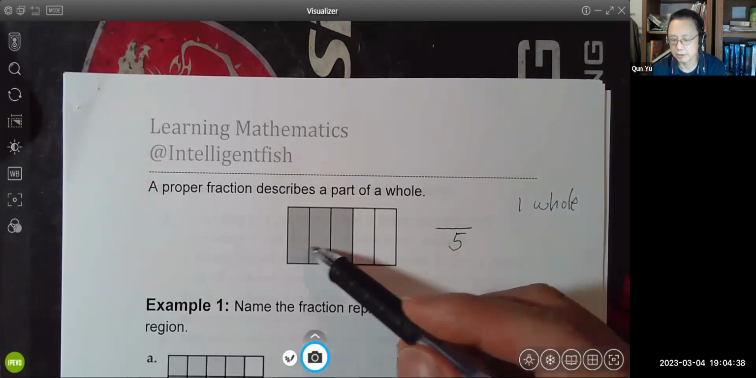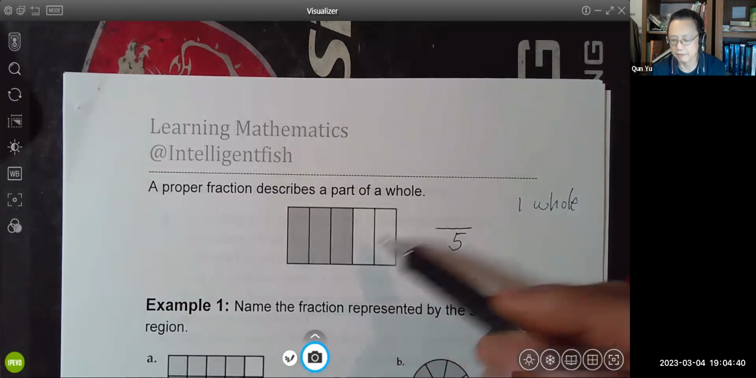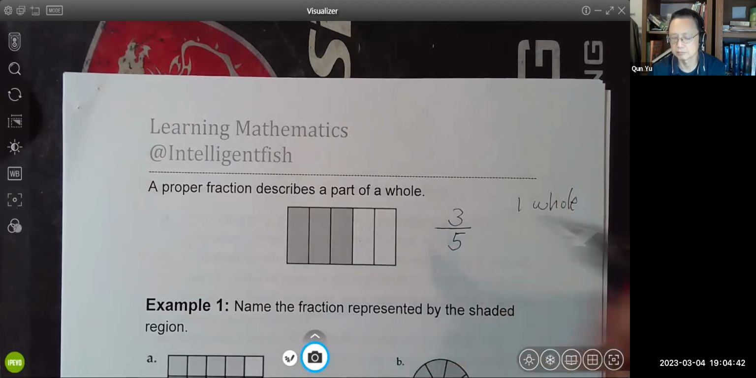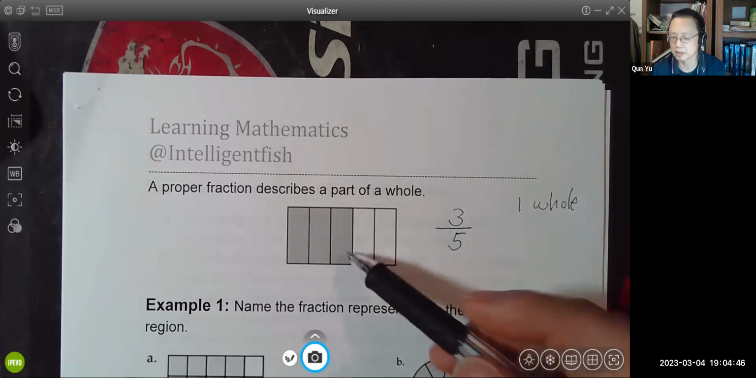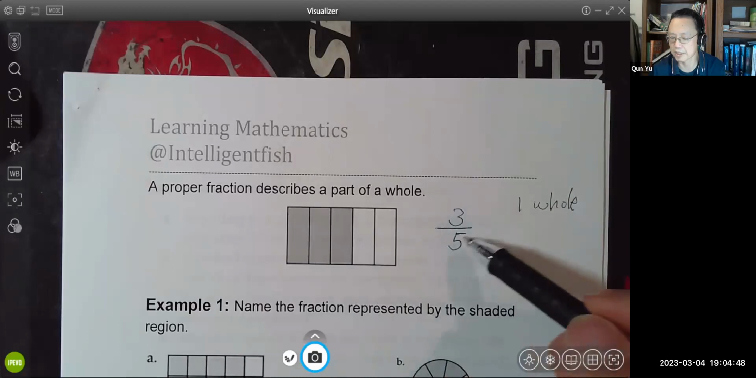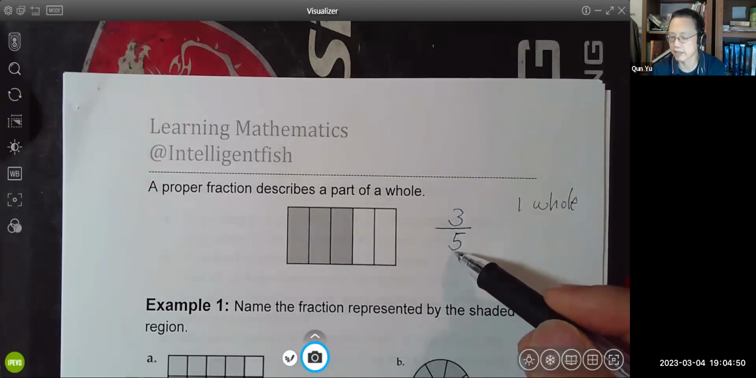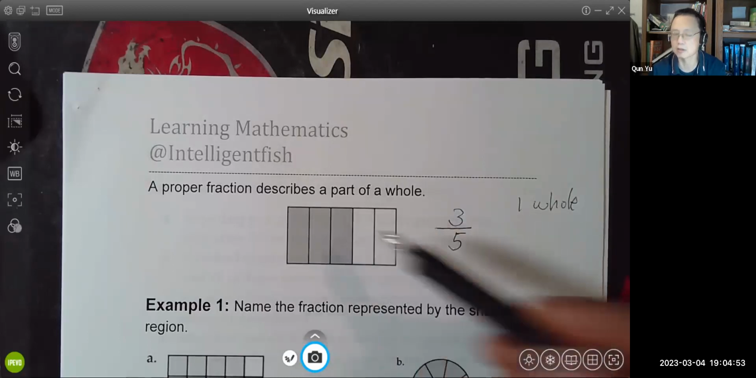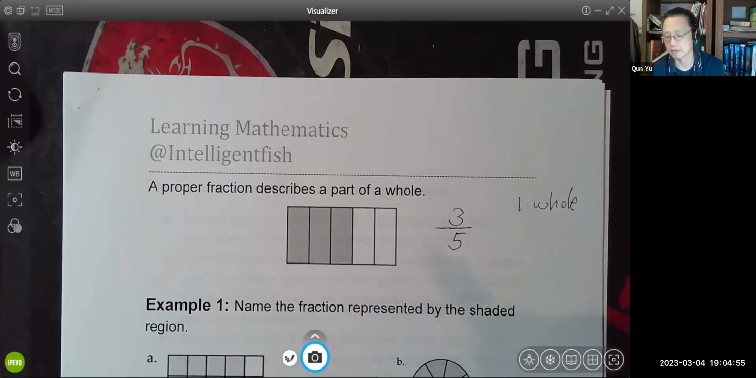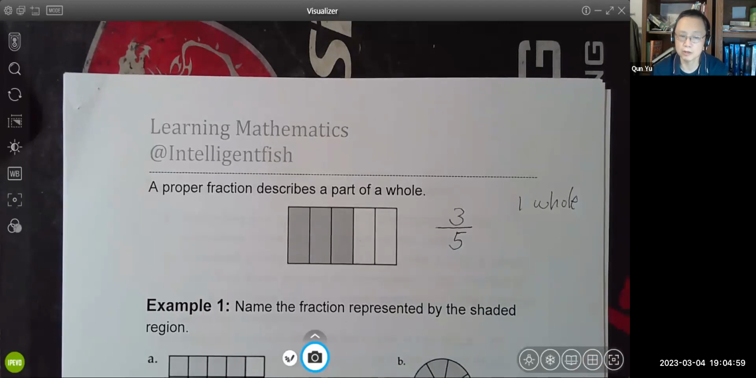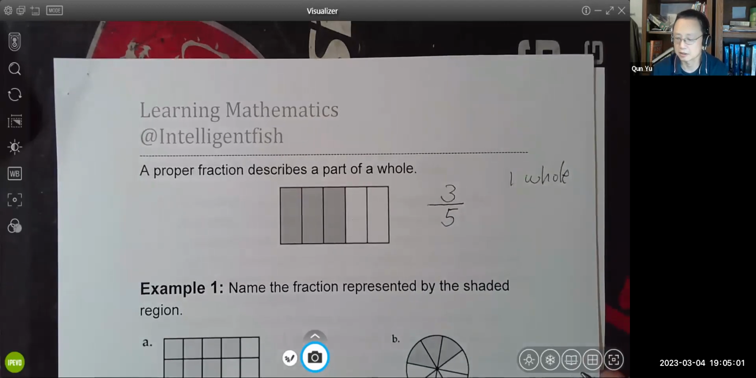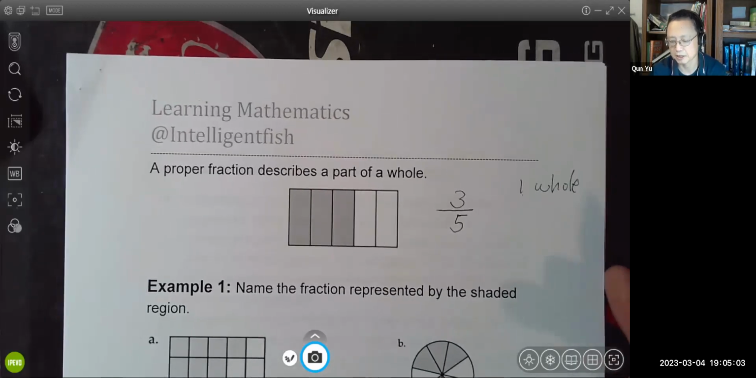Now the shaded area is 3 out of 5. So this is 3. This is a proper fraction. Apparently, this is smaller than 1, right? Because 3 is smaller than 5. 5 represents the whole thing. This is a part of the whole thing. That's why we call it a proper fraction, because we mean part of a whole thing when we say a fraction. So that's why we call it proper fraction.